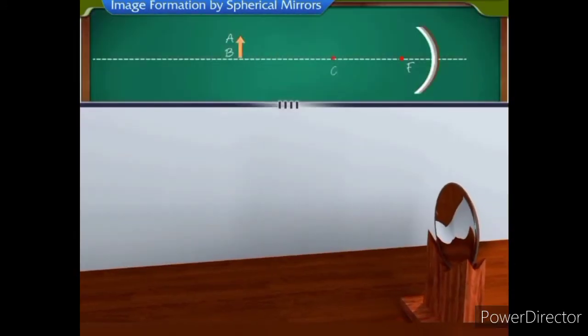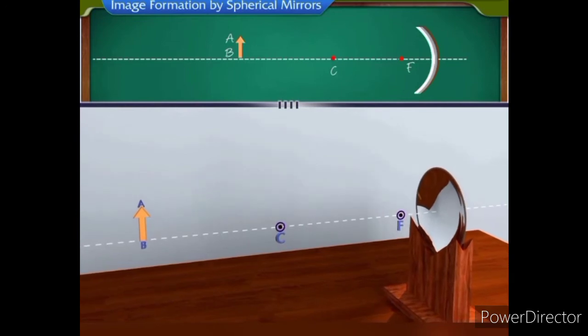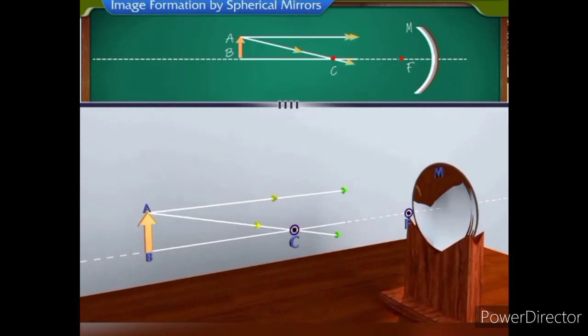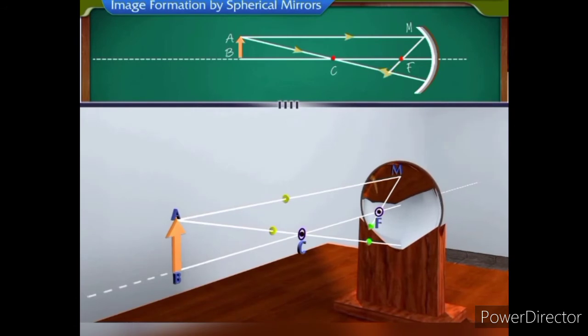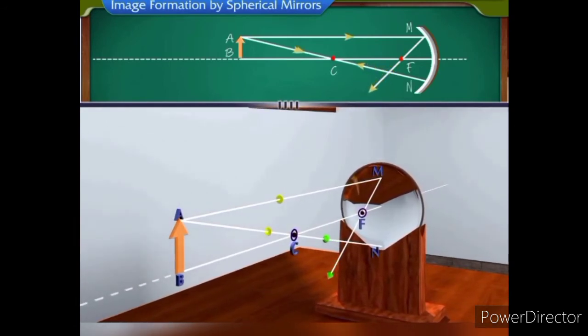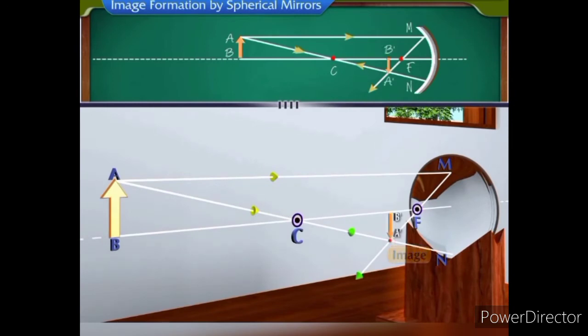Let the object AB be placed in front of a concave mirror at a distance more than the radius of curvature. The ray AM parallel to the principal axis passes through the focus F after reflection. The ray AN passing through the center of curvature C retraces its path. The intersection of the two reflected rays gives the image of the tip A of the object.